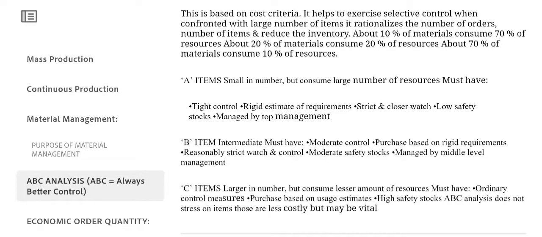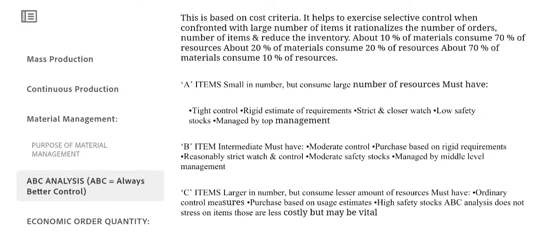And after that, the last one, C, is a large number of items but consumes a lesser amount of resources. Means here we have a large quantity which is required, and that large quantity requires very small resources. This must have ordinary control measures. After that, purchase based on the user estimations. After that, high safety stocks.